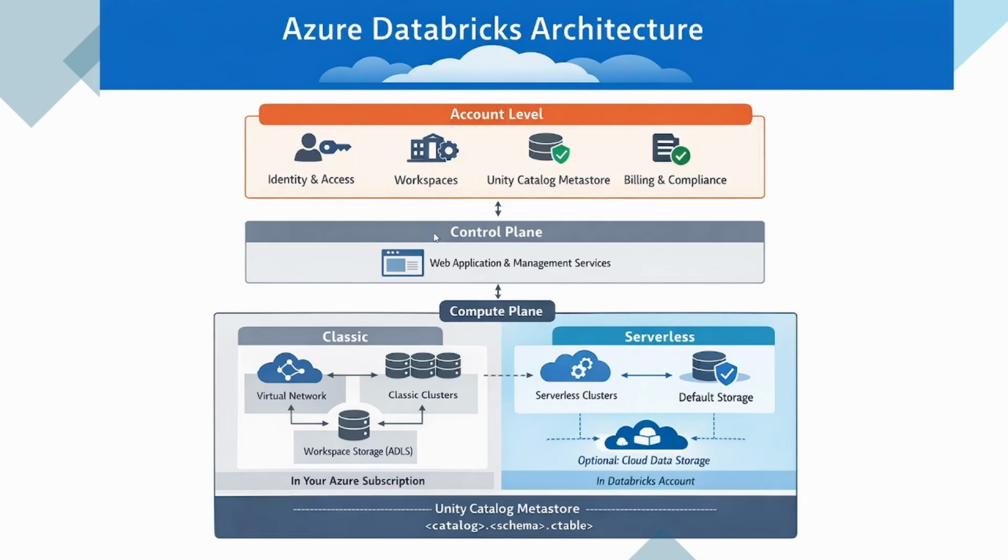Let's start with the control plane. This is managed entirely by Databricks, so you don't have to worry about it. It's the brain behind the operations, the web app, the management services, all that stuff. It's kind of like the command center. Then we have the compute plane, where the actual data processing happens. And here's where things get a little interesting, because Databricks offers two flavors, classic compute and serverless compute.